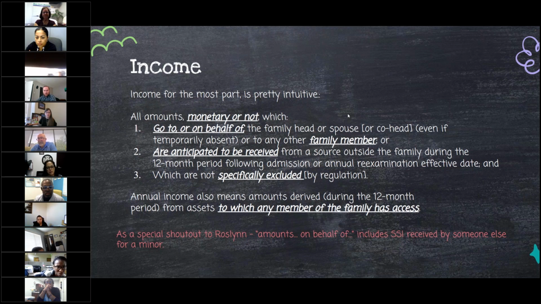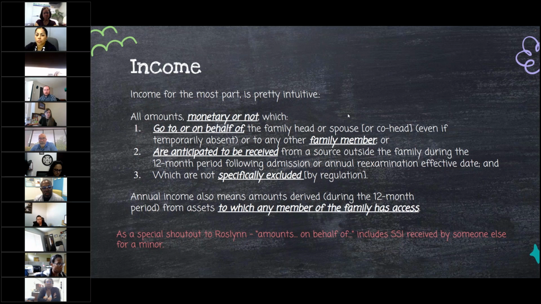The other thing I'll note, family member, that's important because it singles out live-in aides, right? A live-in aide may be a household member, but they're not a family member. So we're not concerned with the income of a live-in aide. Then are anticipated to be received, that's what we do, right? We can take a look at somebody's last 4 to 6 check stubs. That doesn't mean that things are going to continue that way always, but that's what we've got. We take what we get, we anticipate that income and annualize from there.